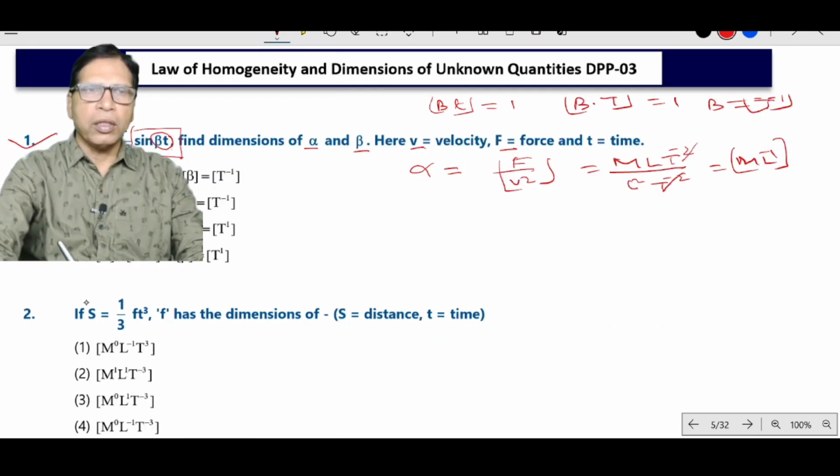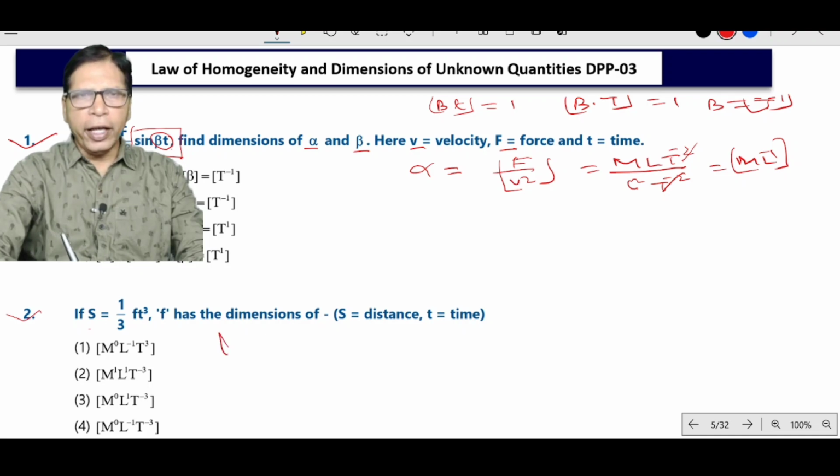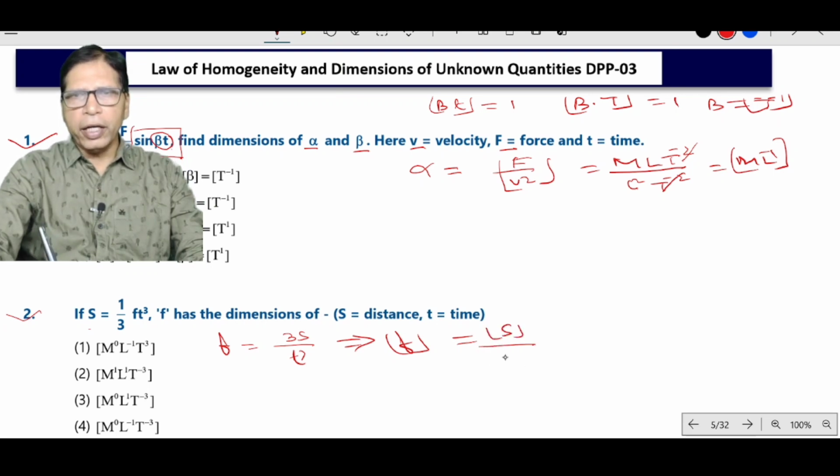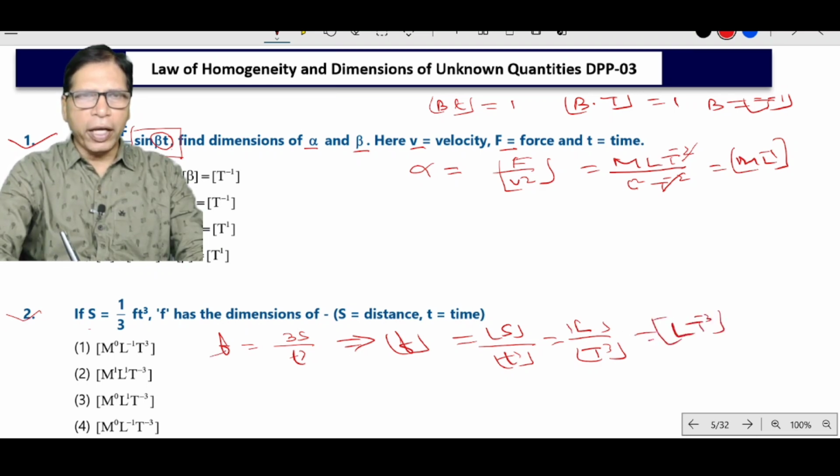Now question number 2. Look at this, s equals to 1/3 f t cube. F has the dimension of. Here f equal to 3s by t cube. Therefore, dimension of f is equal to dimension of s by dimension of t cube. Now, dimension of s is L and dimension of t cube is capital T cube. So L T minus 3 is the dimension of f. M naught L T minus 3. Option 3 is correct.